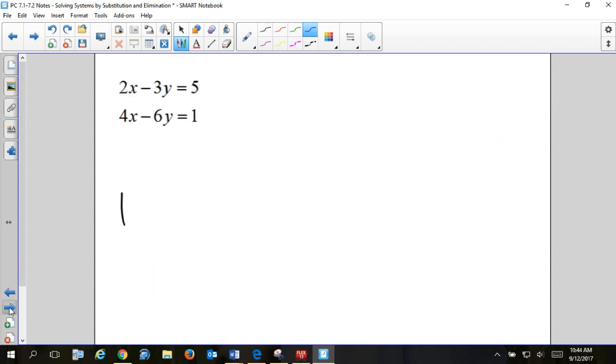So for this example, oh, it's still there. Great. For this example, it must be the other thing, but I don't know how to get rid of it.